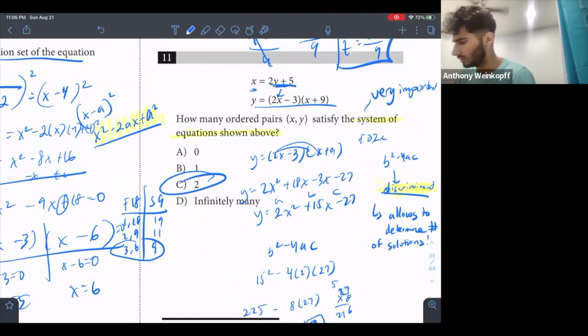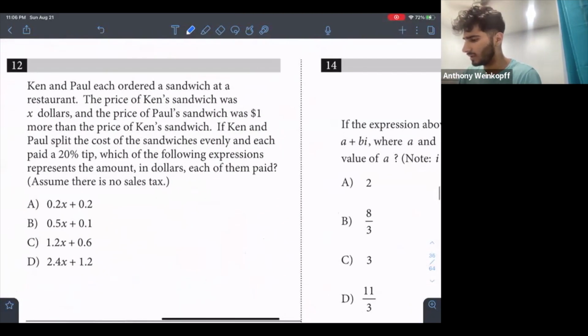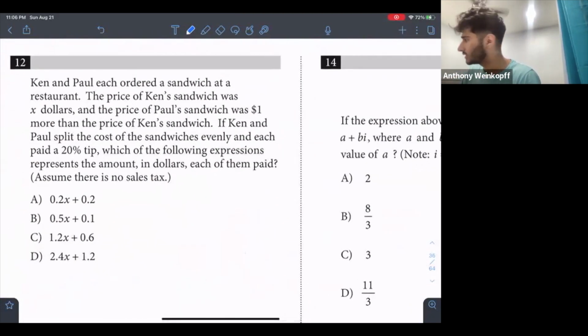Question 12. Ken and Paul each ordered a sandwich at a restaurant. The price of Ken's sandwich was x dollars, and the price of Paul's sandwich was $1 more than the price of Ken's sandwich. If Ken and Paul split the cost of the sandwiches evenly and each paid a 20% tip, which of the following expressions represents the amount in dollars each of them paid?